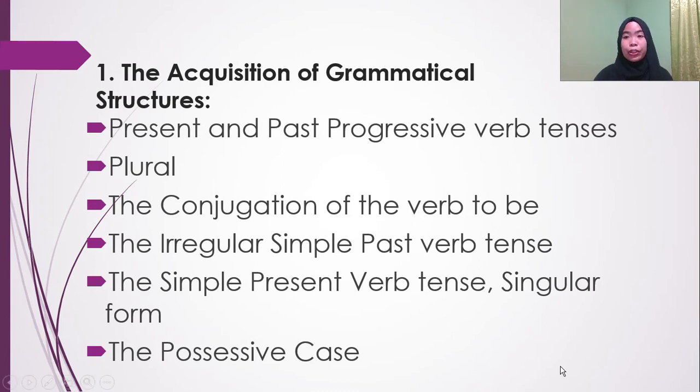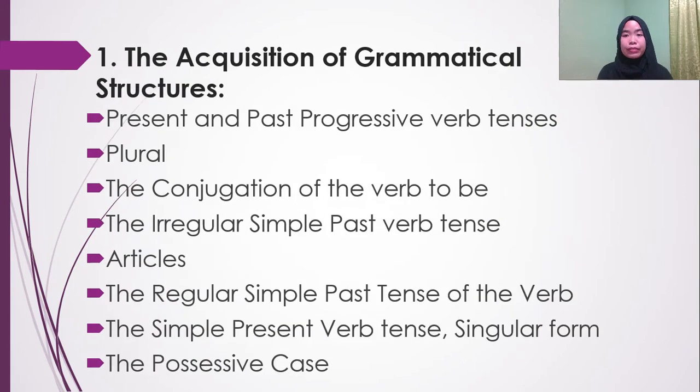Then the fourth one is the irregular simple past verb tense. For example, he caught a fish, we won a game, I forgot your name. The fifth one is the articles such as a and the. The next one is the regular past tense of the verb. For example, you learned, she walked, they studied.